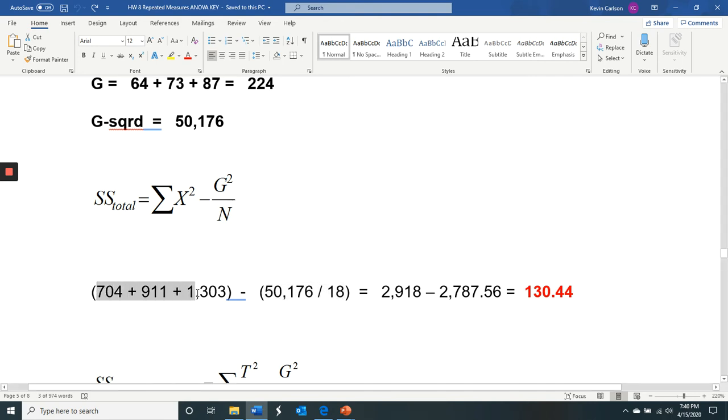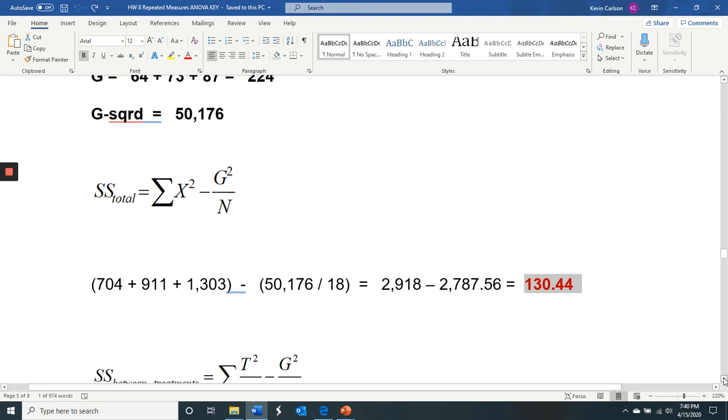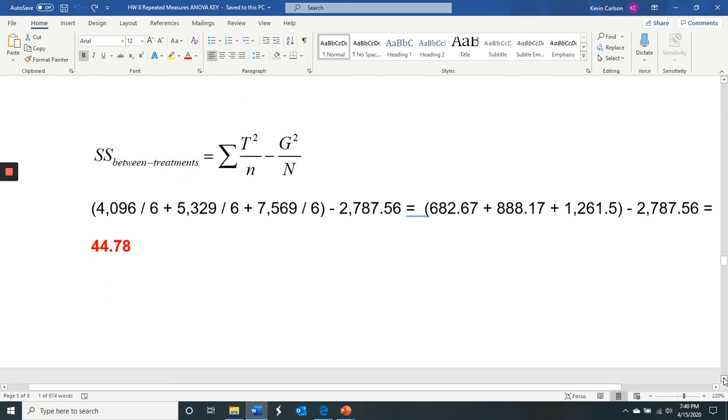So we add these three numbers together, sum of x squared. We get 2,918. And then we take the ratio, G squared divided by capital N, and we get 2,787.56. So our sum of squares total is 130.44. And we go to the next step.